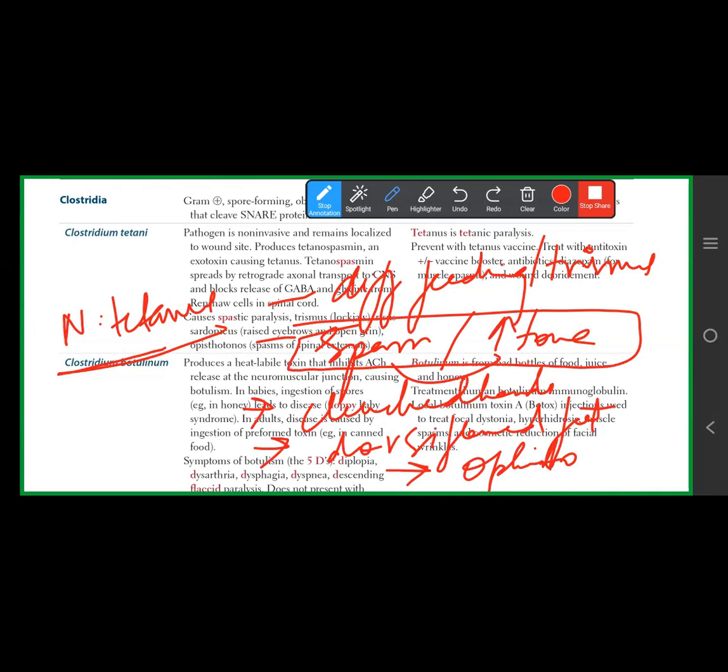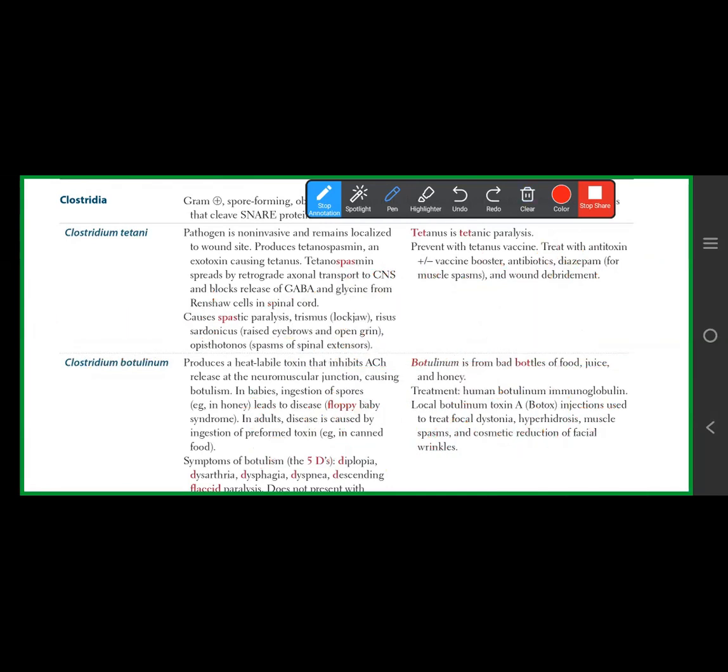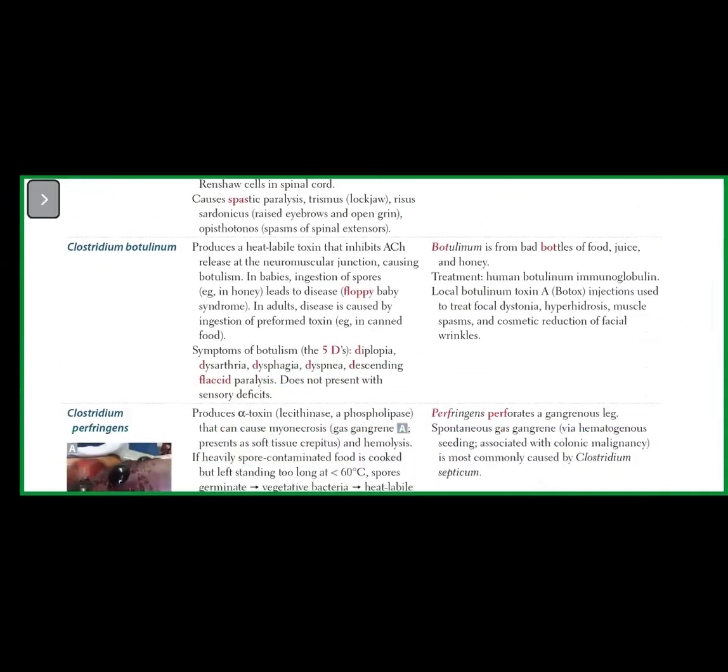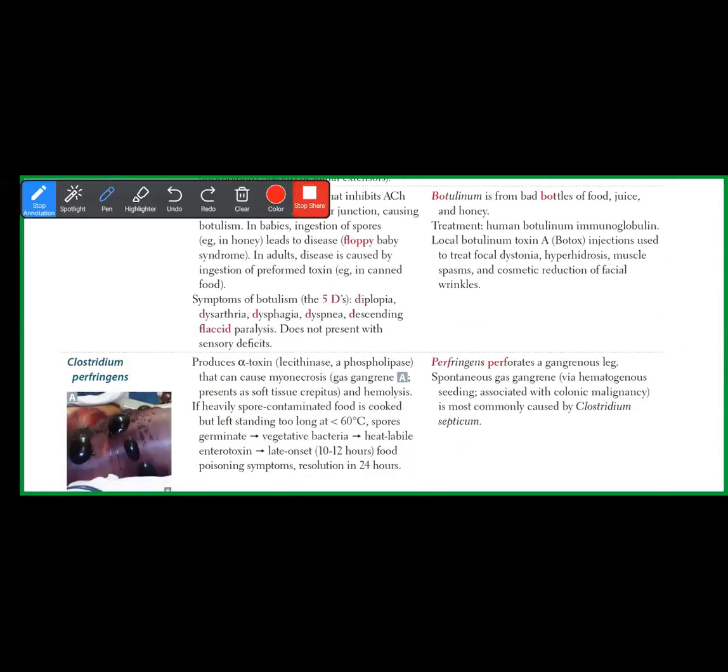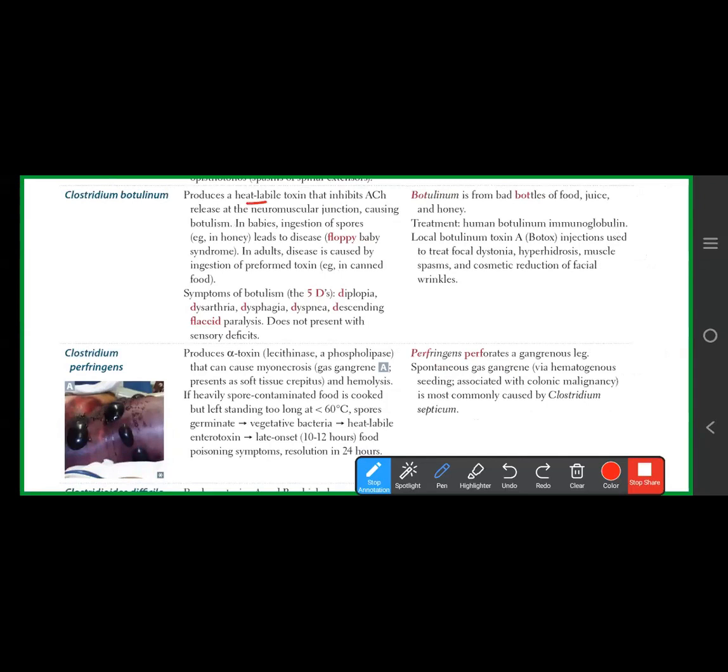Okay, so now let's move on to botulism. Botulinum toxin, when we talk about that, it's a heat labile toxin, as I said in the first line. Exactly the same thing you have to remember: a heat labile toxin inhibiting ACh release at the neuromuscular junction, which is basically causing your botulism.